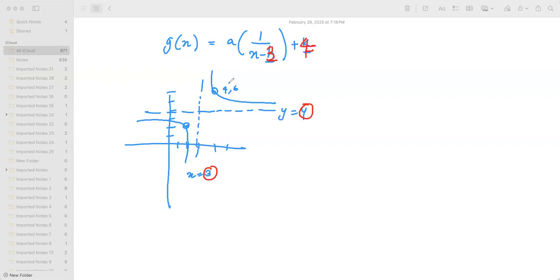And after that, it's easy now. Any one of the points you can use, 2 comma 2 or 4 comma 6. Taking this, y will be equal to a times 1 by x minus 3 plus 4. Here you just substitute, guys. 2 comma 2. Now let me substitute 2 comma 2 and see.